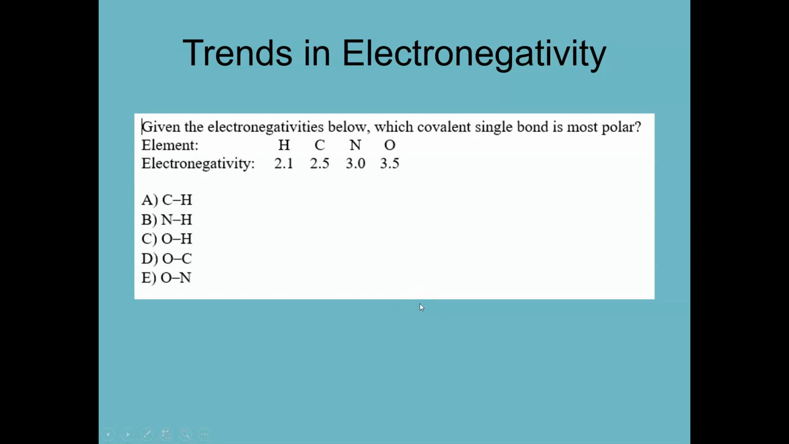Well, the way you would approach this is by simply subtracting the smaller electronegativity value from the larger one in each case. So for A, that's going to be 2.5 minus 2.1, gives you 0.4. For B, that's going to be 3.0 minus 2.1, that gives you 0.9.